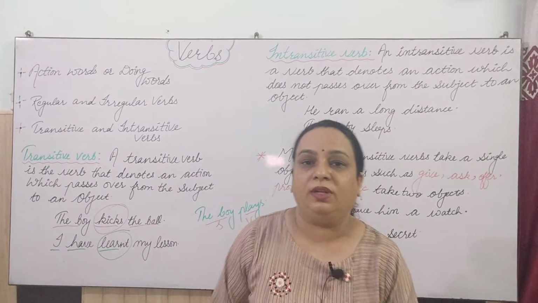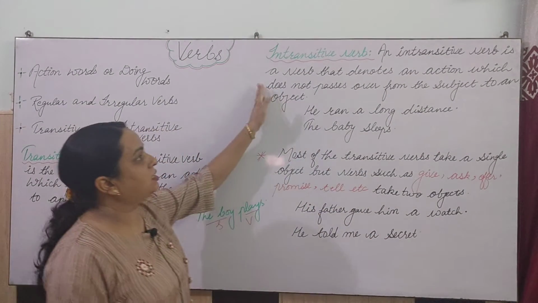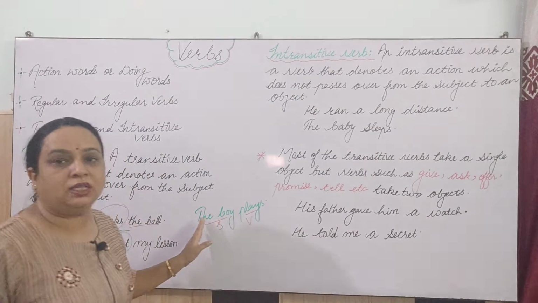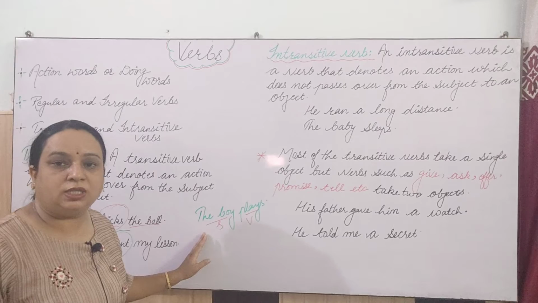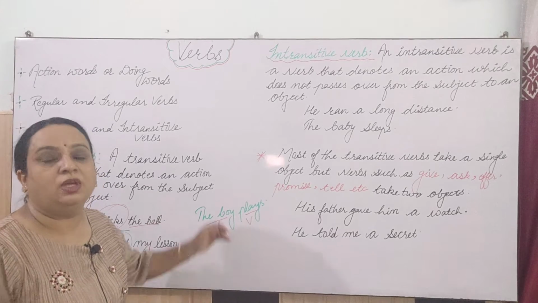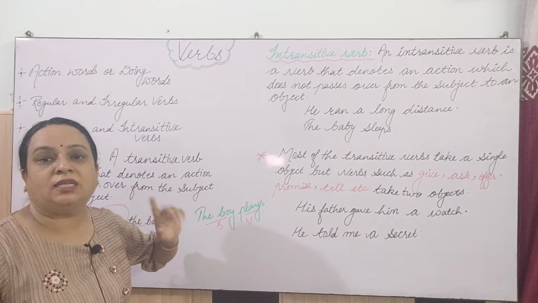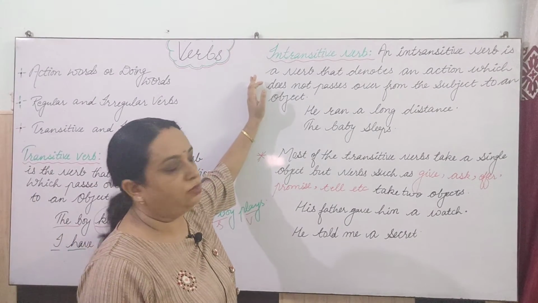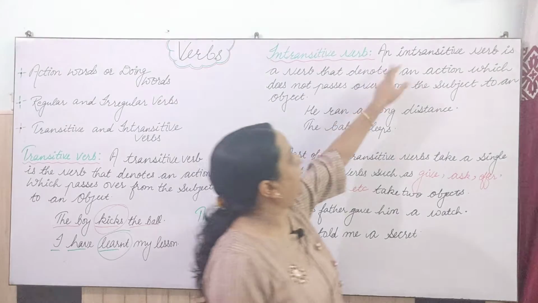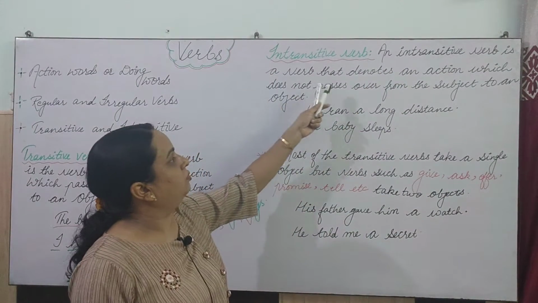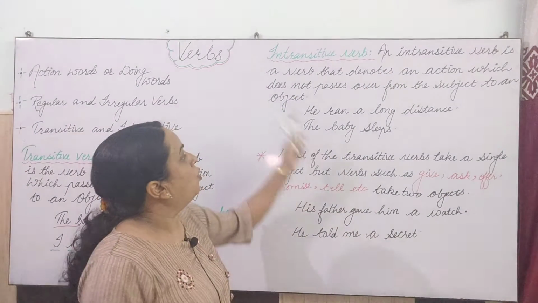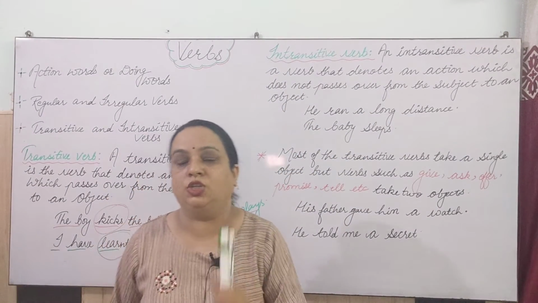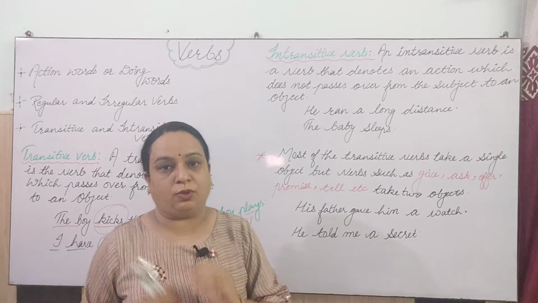Okay, so now we will see what are intransitive verbs. It is just opposite of transitive. Here we learnt that if we get an object in the sentence just after the verb, then it will be a transitive verb. But an intransitive verb is a verb that denotes an action which does not pass over from the subject to an object. So it is just opposite of that.